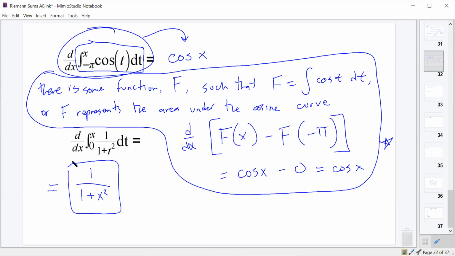We could come up with some make-believe function that we'll call capital F, or we could call it whatever we want. Capital F is the antiderivative of this. So we'd get capital F of x minus capital F of 0. And then we'd take the derivative of that, and the derivative of capital F for this problem would be 1 over 1 plus x squared. And the derivative of capital F of 0 is just a constant. So the derivative of the constant is just 0. Good or no?